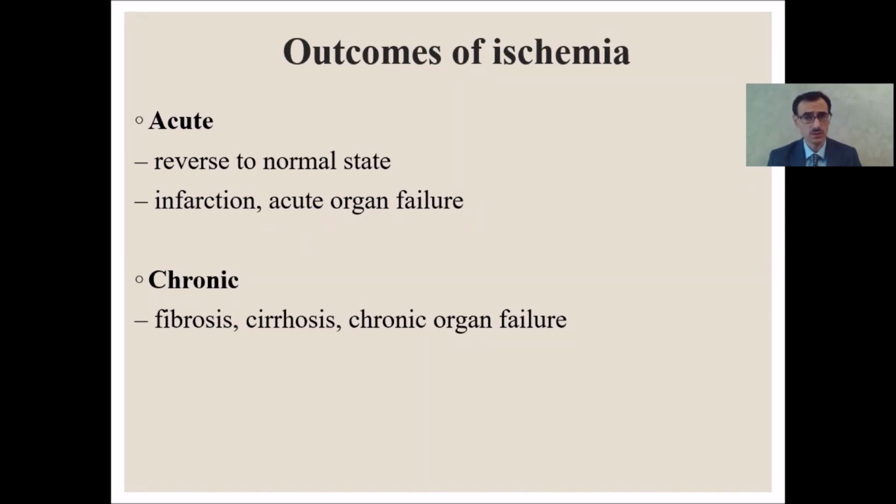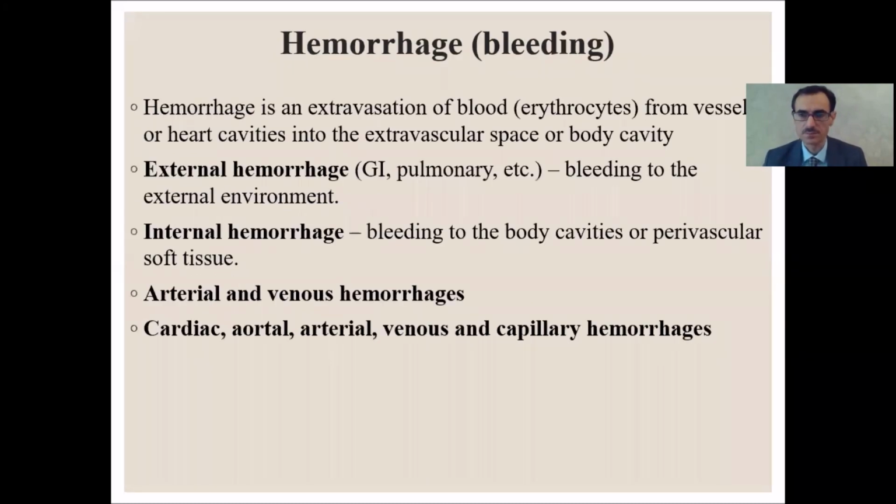We started with necrosis, the type of necrosis, the infection, acute organ failure, or the chronic outcomes. As we said, the fibrosis, sclerosis, and the chronic organ failure. These are the outcomes of the ischemia.